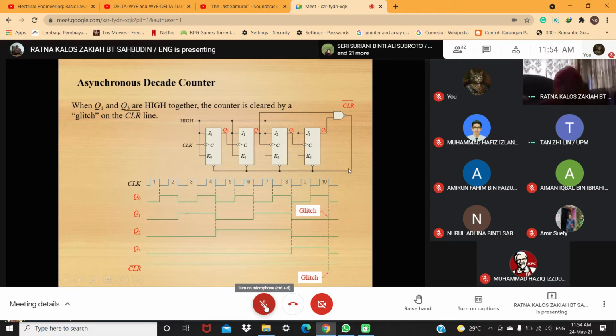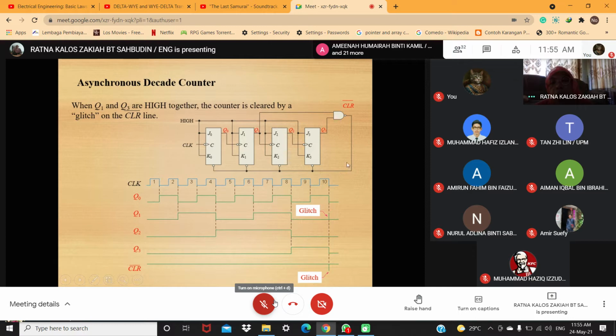Okay. So look at here. The NAND gate is all connected to JK flip-flop here. So this is the clear terminal here. So it will clear whatever inside here. So it will start to count again. It becomes 0, 1, 2, 3 and so on.